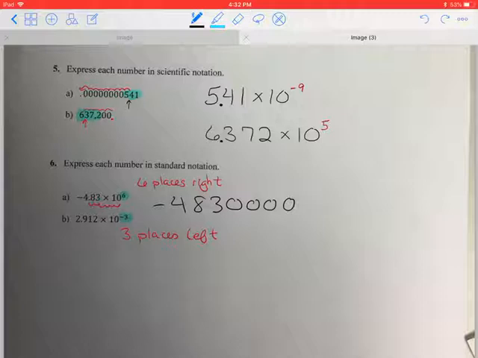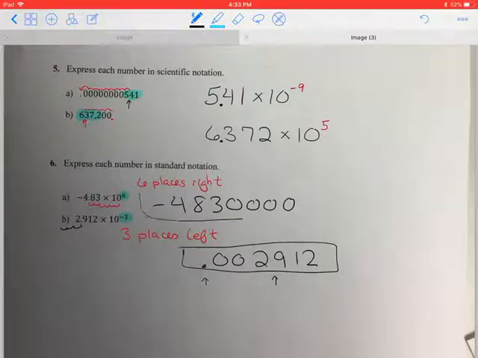Okay, so for the last one, if I go 3 places to the left, notice my first place gets me around my 2, so I need 2 more. So 2 zeros, and then a 2912, so 0.002912. And I can check, I had originally had the decimal here. I went 3 places to the left for it to land here. So I know I went the correct number of places. All right, so this should take care of your second page of the review.